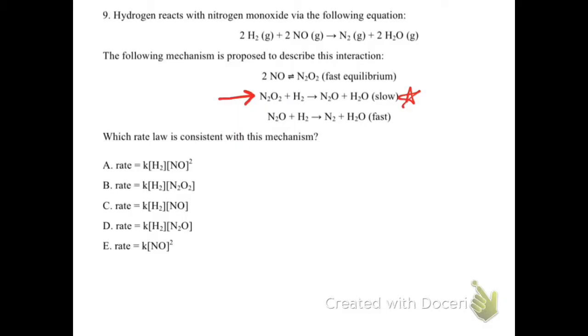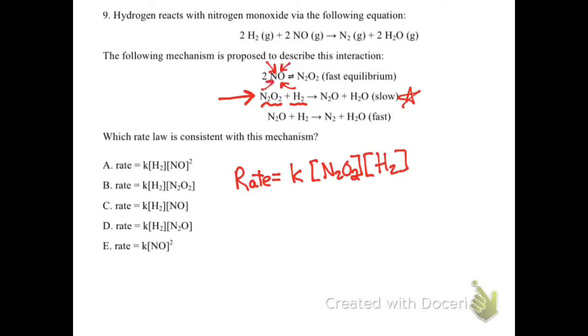So, given that we have a mechanism, a step-by-step breakdown of the reaction, we can write a rate law based on this. So rate is equal to some constant k, that's classic. And then we base it off of whatever is reacting in the slow step. So it's N2O2 times H2. And this is technically accurate, but is it a good rate law? The answer is written right here. The answer is no. No, it is not.